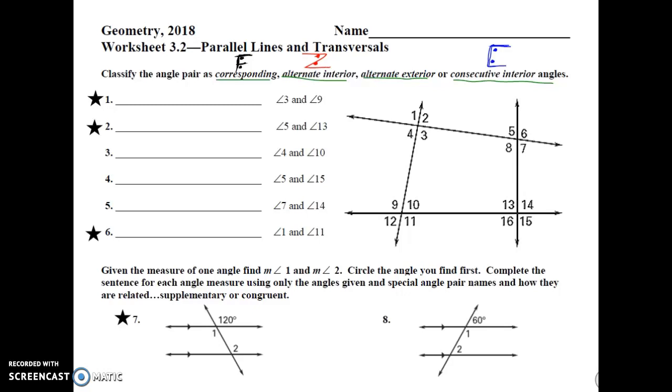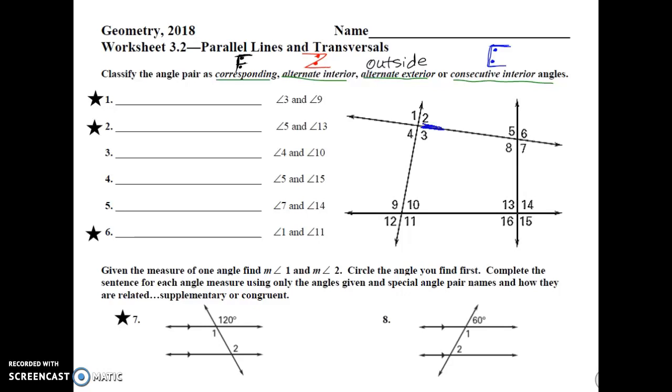The two angles will both be on the same side of the transversal, but both above or below the angles, not either interior or exterior. There will be one of each. Alternate exterior angles, those don't have a special letter, but they will both be outside the lines that we're looking at. For question number 1, we're looking at angles 3 and 9.